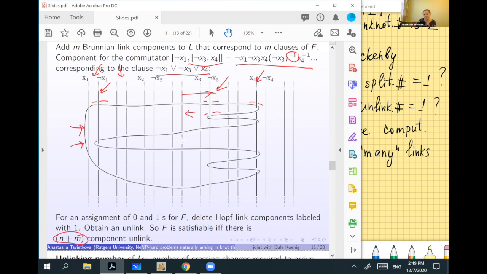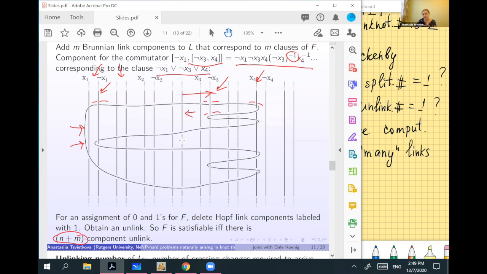So basically what happens, you have just enough components to have this n plus m component unlink by taking all the Perunian ones and one of each hop link. And that is equivalent to an assignment of zeros and ones, where x1, not x1 have opposite assignments, and each clause has something that makes it true. So the formula is satisfiable.